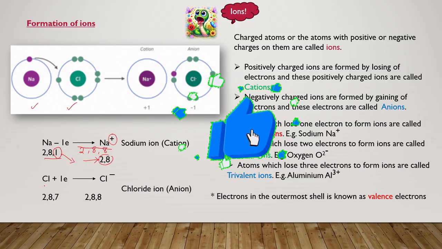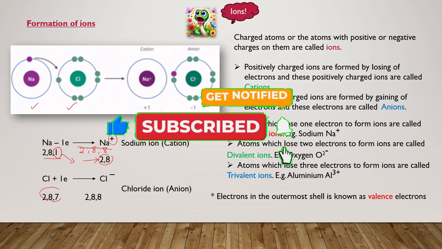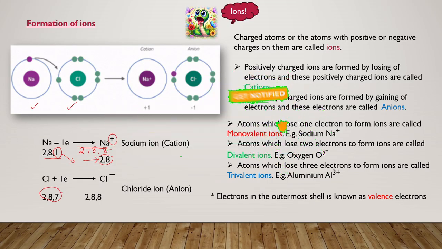Okay, now let us come down. Here you can see chlorine. The electronic configuration of chlorine is 2, 8, 7. This chlorine atom needs one electron so that it can attain the stable electronic configuration of 2, 8, 8. So when sodium and chlorine react together, sodium loses one electron, thus getting a plus charge, and chlorine accepts that electron and becomes 2, 8, 8 and attains a negative charge.